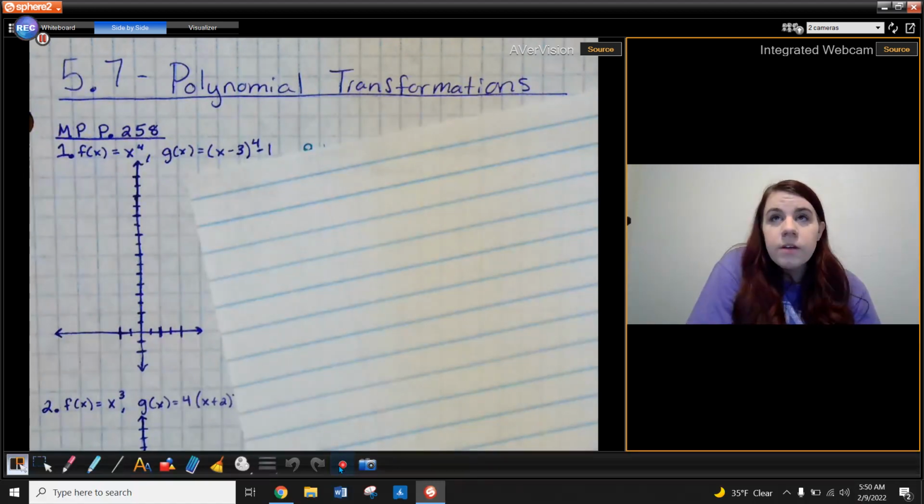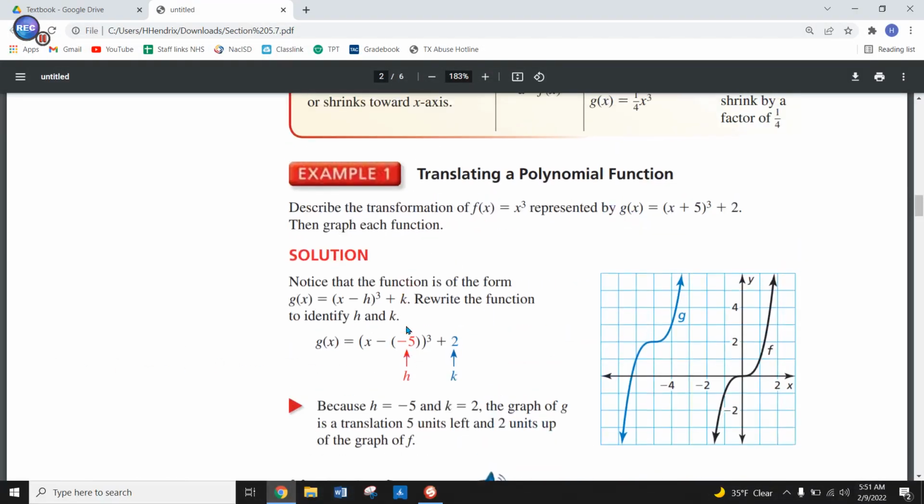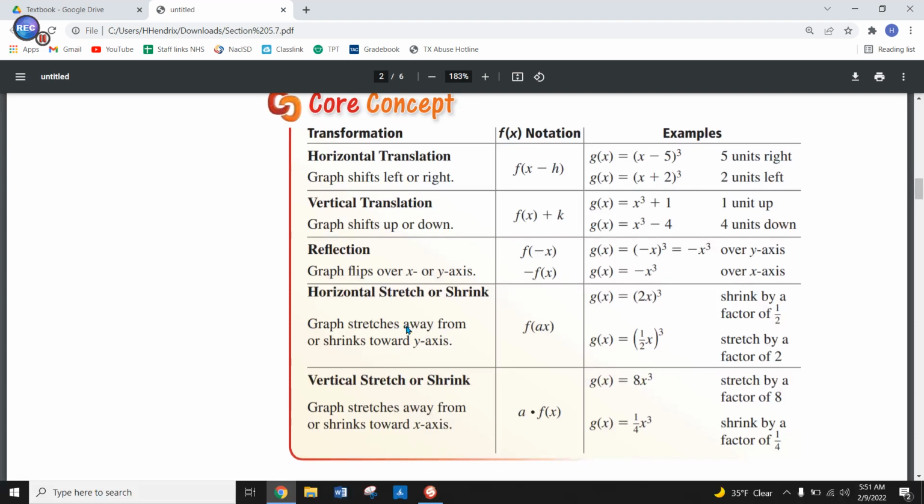Anyways, so this is part A of our 5.7 lesson on polynomial transformations. And we're just going to jump into some of this. You guys should have got in your notes this table from your textbook, and it runs through how you do the transformations, and it's pretty much the same thing as what we had for quadratics. So if you see translations, that's where you add or subtract numbers.